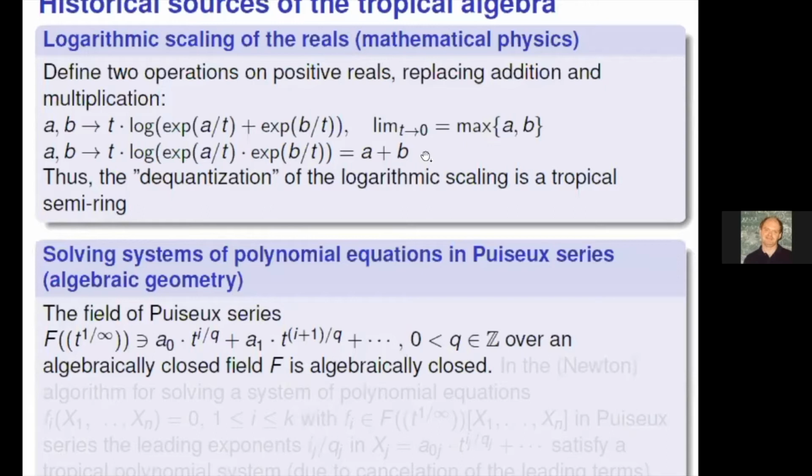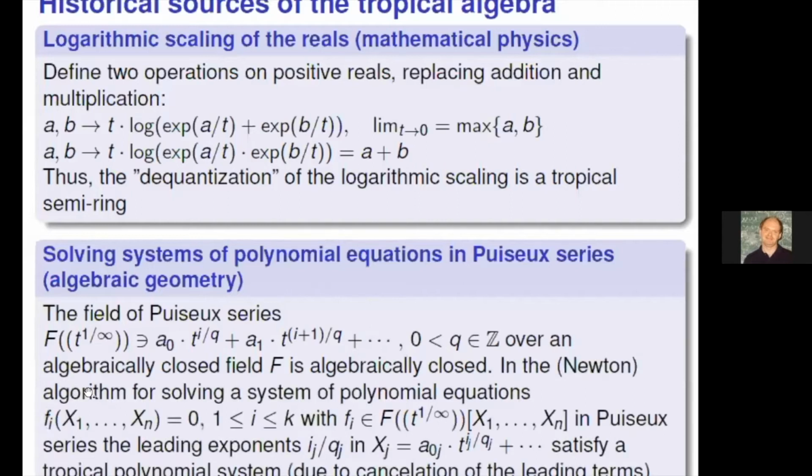So another source arises from algebraic geometry. It's solving a system of polynomial equations in Puiseux series. So I remind that Puiseux series is a series with the powers being rationals rather than integers, as in the power series, with a fixed denominator, and it is known that they form an algebraically closed field when field F is itself algebraically closed. And actually, it started with Newton.